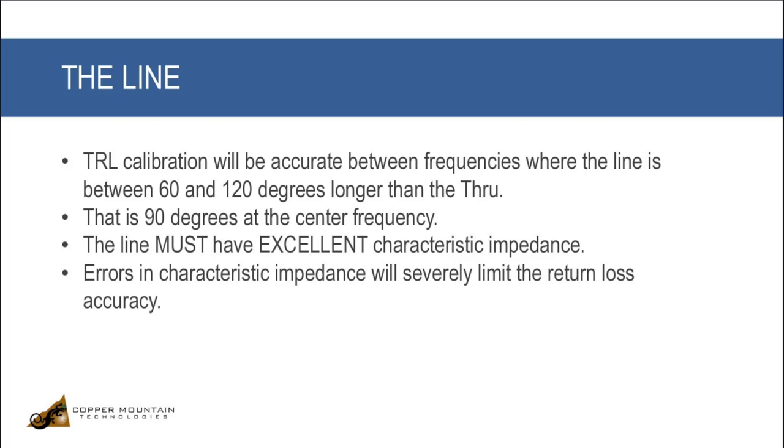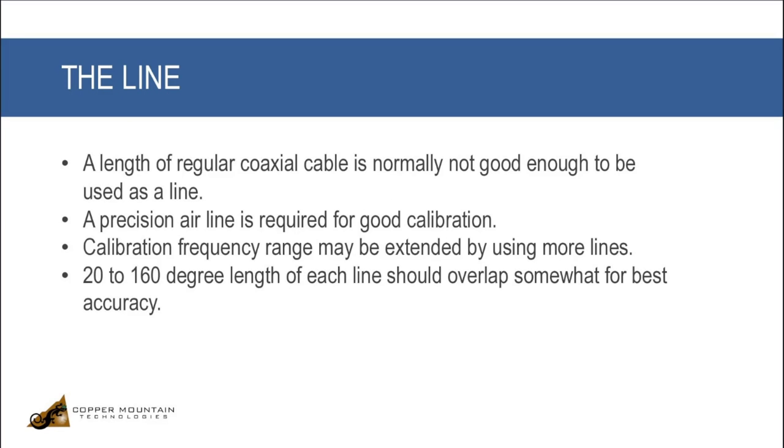Errors in the characteristic impedance will severely limit the return loss accuracy. So a length of regular coaxial cable is normally not good enough, just as I said. Precision airline is required for good or best calibration. And the calibration frequency can be extended by using more lines. That is, one line could be 20 to 160 degrees here, these frequencies. A next shorter line will continue 20 degrees at this frequency and 160 at a higher frequency. And they should overlap somewhat for good accuracy.